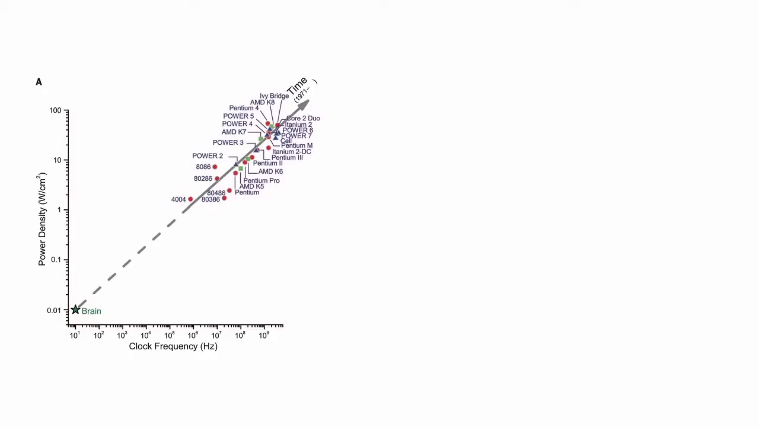This graph plots the power density of various microprocessors against their clock frequency, and we can see that over time we're moving in this direction. We're moving towards higher and higher power densities and higher clock frequencies. Down here we can see the human brain. We see that it has an impressively low power density and it operates at a very, very low clock frequency. So we could argue that where we're going with silicon computational technology, we're going in the wrong direction. We're going further and further away from the amazing capability of the human brain.